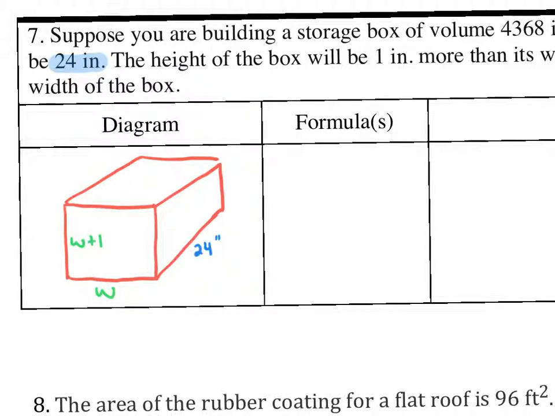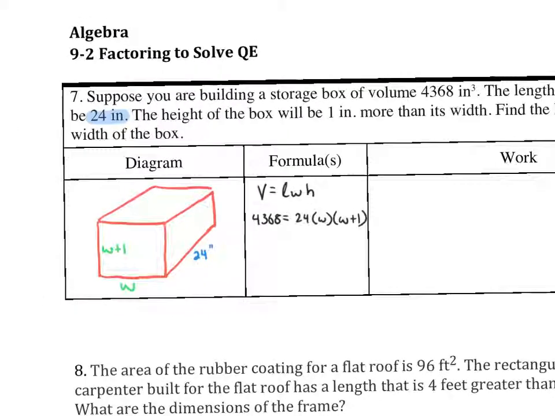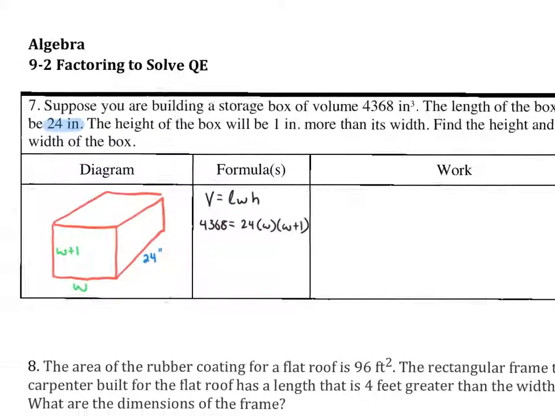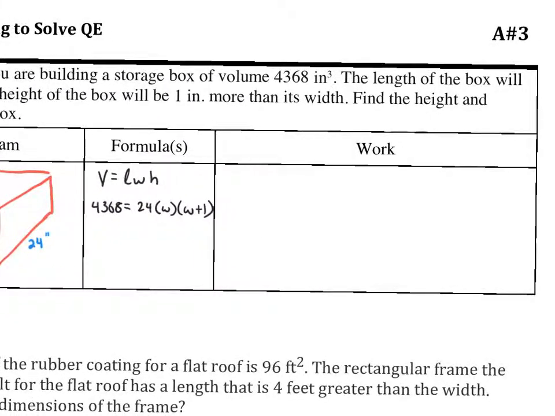But a volume formula looks like this. Volume is length times width times height. And in this case, we know what the length is, and we know what the volume is. So I can substitute the volume amount in. The length is going to be 24. The width is W, and the height is W plus 1. Now there's a little bit more space in the other box, so I'm going to go ahead and multiply stuff out and show the work over there.